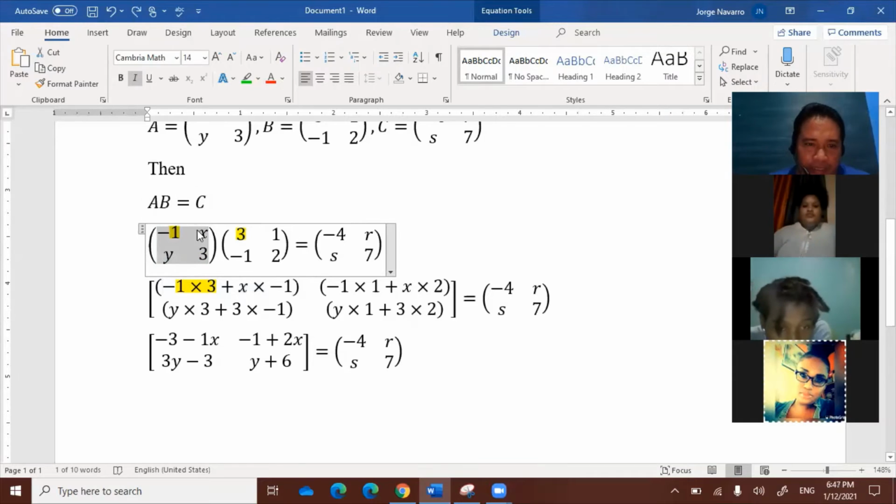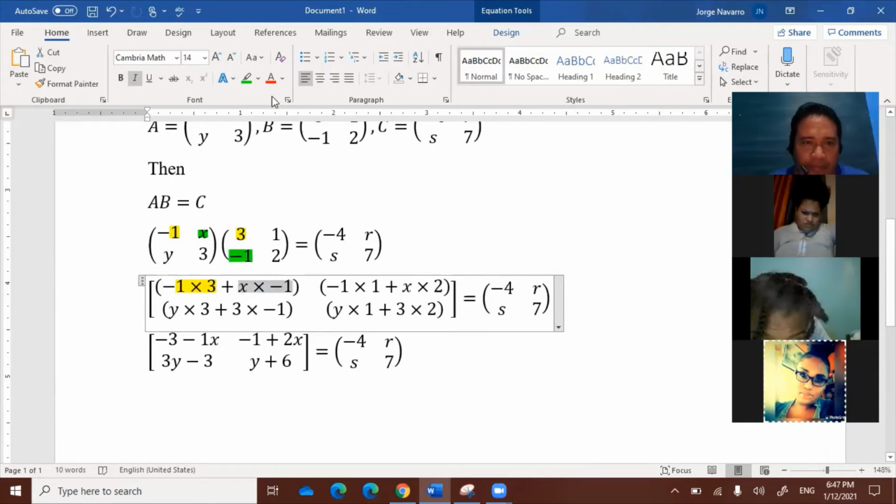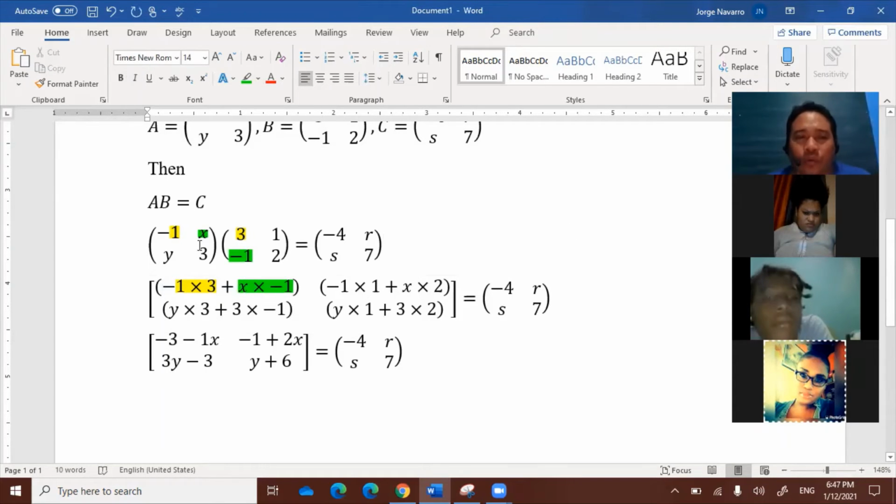Then this x times this -1 gives me this part. And that's how I go about doing it. It has to be row by column. So this first element with the first element, second element with the second element. And so it goes.